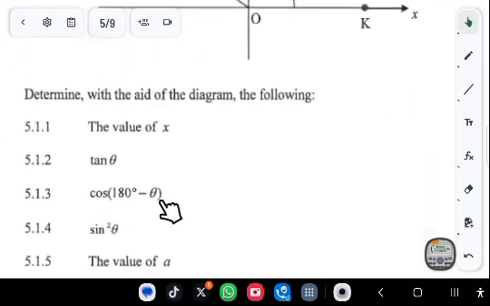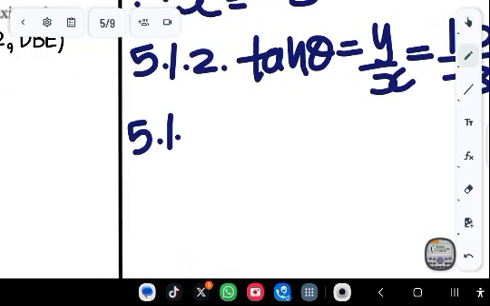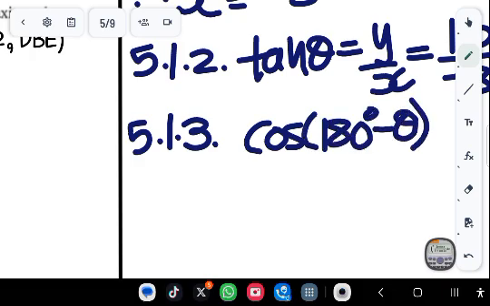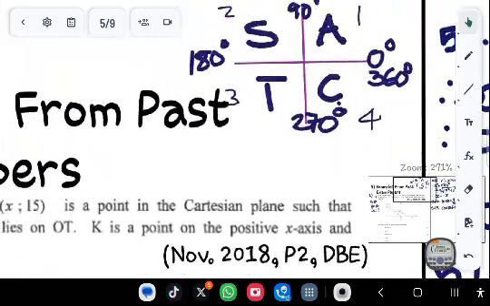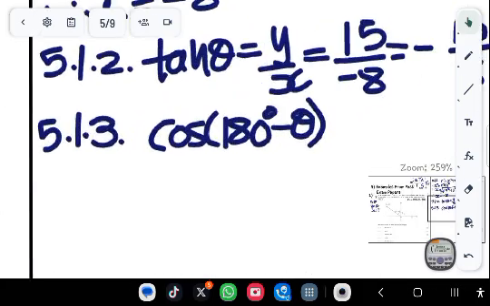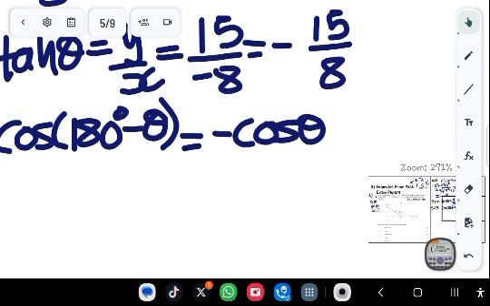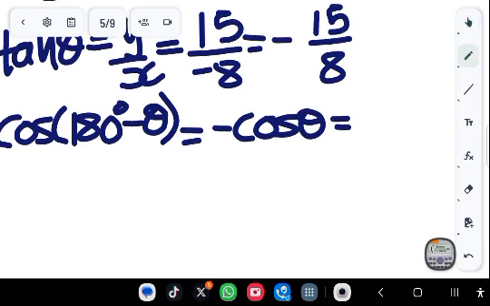Next, the cos of 180 minus theta, 5.1.3. What you do here is you use your reduction angle formula. 180 minus theta lands us in the second quadrant. So you go 180 and then you go an acute angle back. That lands you in the second quadrant, where only sine and its reciprocal are positive, but cos is negative. So that will reduce into negative cos of theta. We're going to do this in the next video in detail so you can see exactly how it all happens.